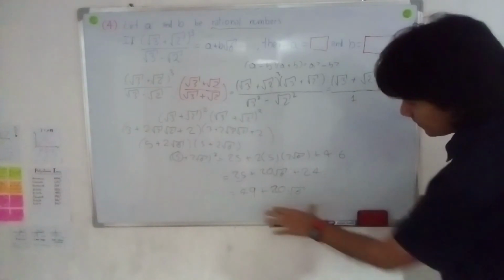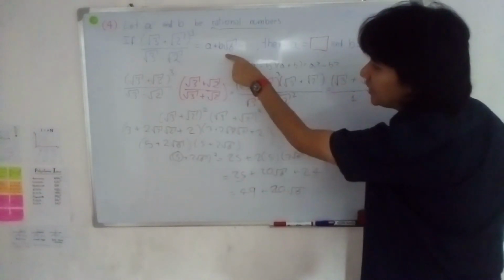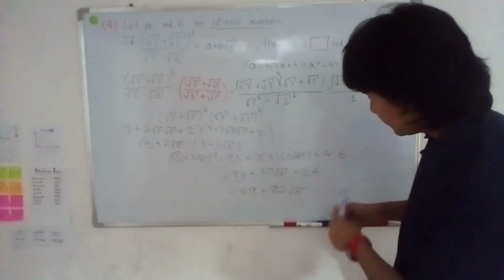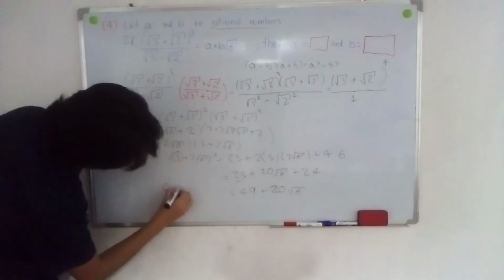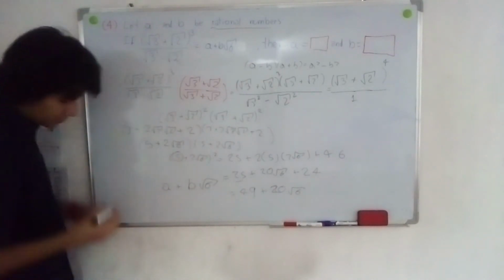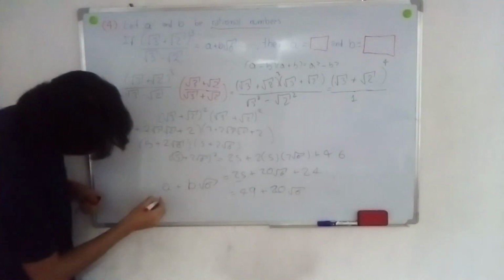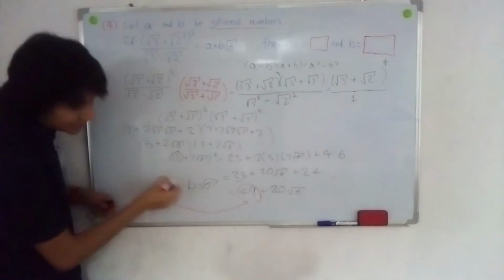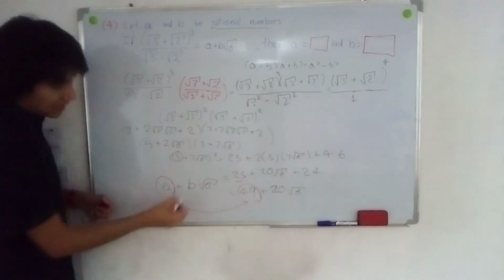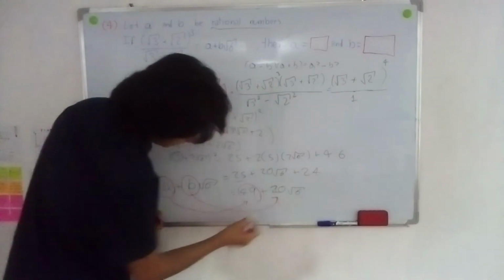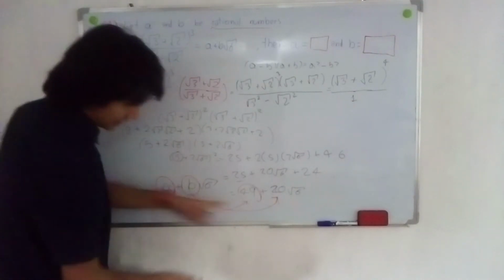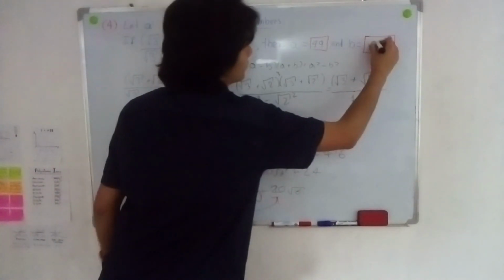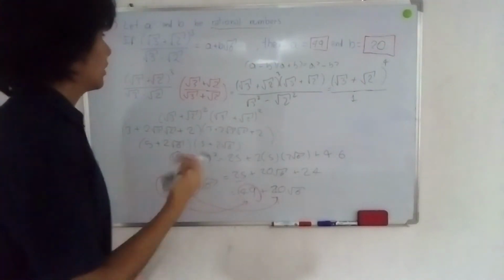But that is equal to a plus b the square root of 6. Look at that. This is the constant term a. A is the same as 49, and this term b times the square root of 6 is 20. That is the same term. So a is 49 and b is 20, and that is the answer.